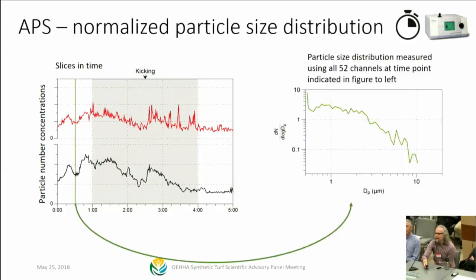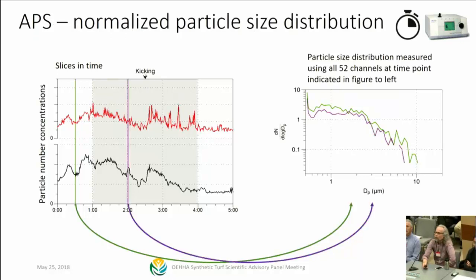Now, if we use an APS, we can also get what a lot of particle scientists are used to, normalized particle distribution. So it gets you an idea of the range of particles that are out there. And I'm just building up what a particle distribution looks like here. So if we use all 52 of the bins, we take a slice here at one point in time, we get a particle distribution that looks like the one that we see on the right-hand side. Take another slice, we get this, and we take another slice and we get this. So things are a bit different post-kicking than they were pre and during the kicking. Is this environmental or is this on-field? We're going to have to dig into that a little bit.